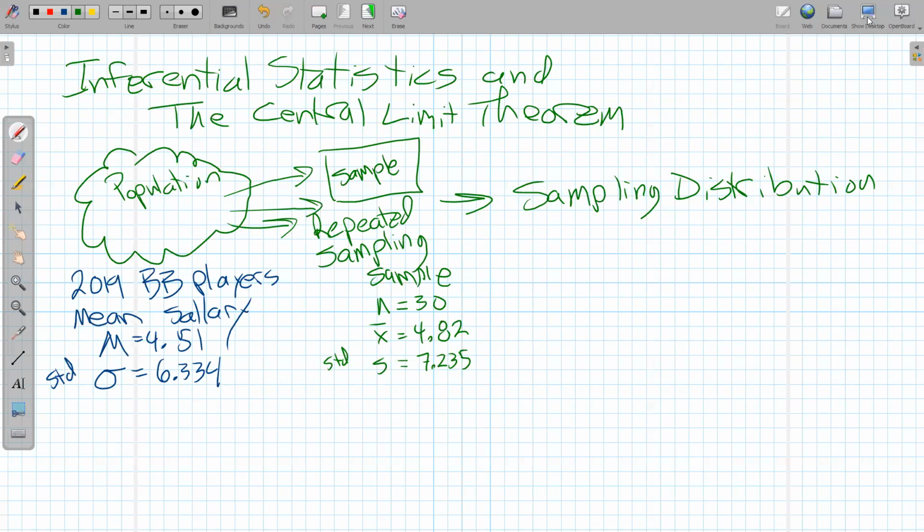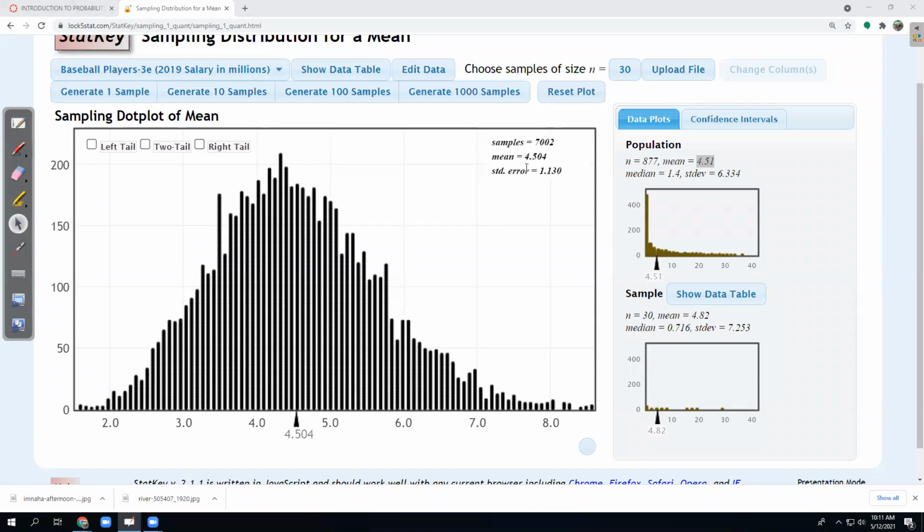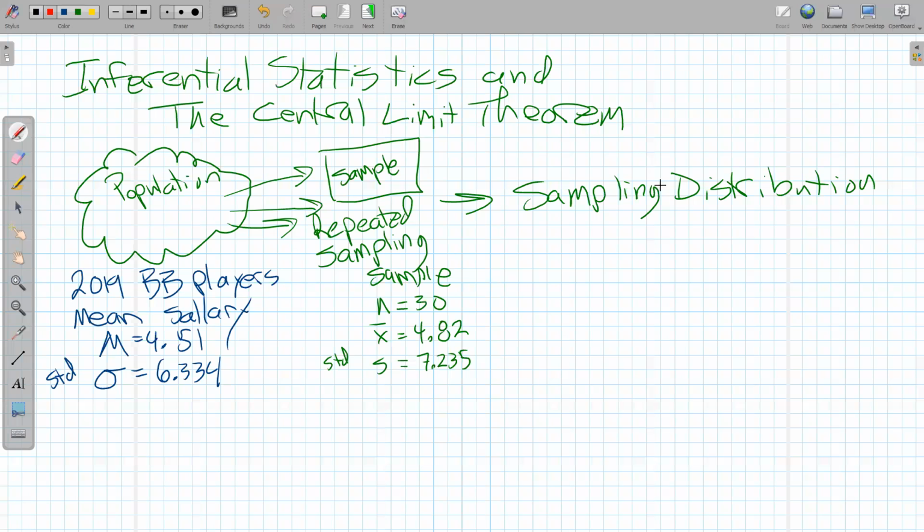All right, next thing I have is the sampling distribution. So that's this one right here. So here I have 7,000 different samples, all of size 30. And the mean of all of these means is 4.504. So red, my sampling distribution. For a sampling distribution, we call it the mean of the means, like that. And you don't have to worry about that notation this week. We'll go over it again next week.